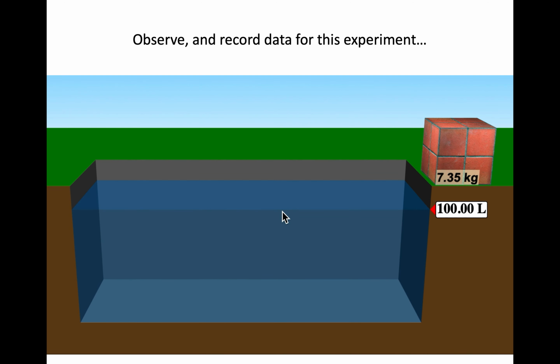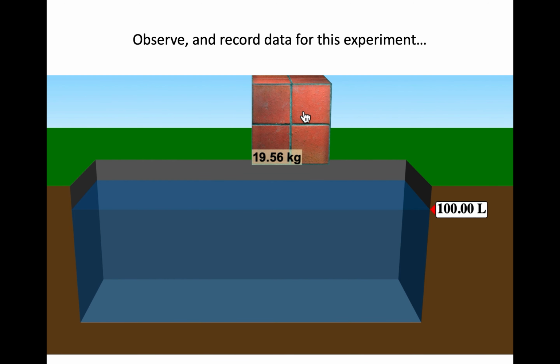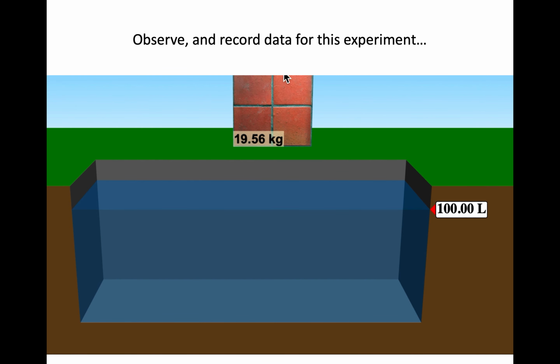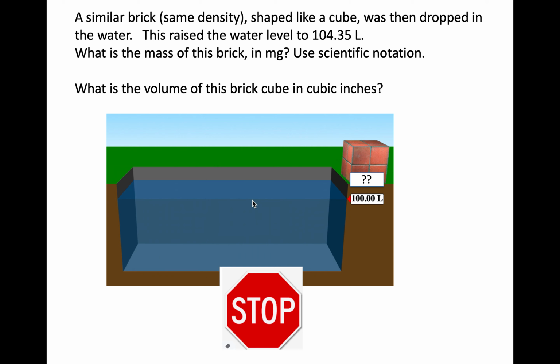Okay, another task for you. Let's return to this video where we had our brick. If you recall, we said let's use a large brick. So let's record the data that we see within this video. So the brick has a particular mass, and by displacement, we learn that it has a particular volume. Initial volume, and then the water displacement value. So let's consider this question. A similar brick, meaning it has the same density, shaped like a cube, was then dropped into water. So we repeated the experiment. This raised the water level to 104.35 liters.